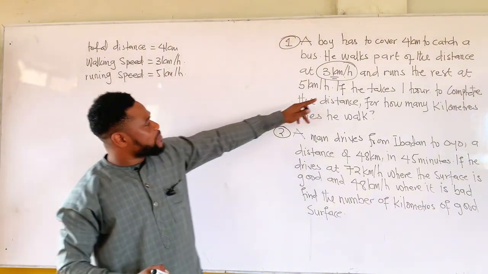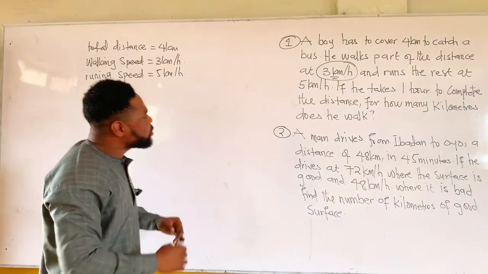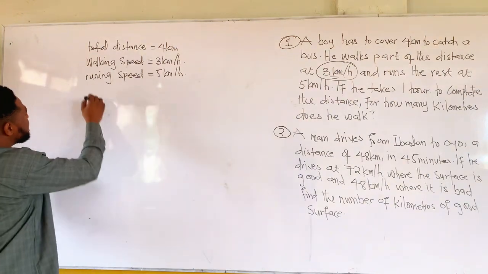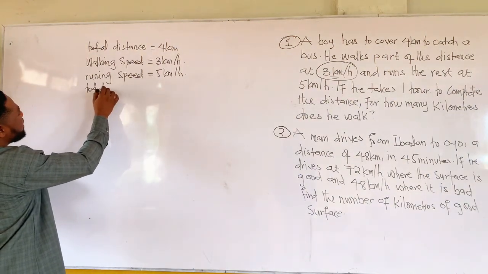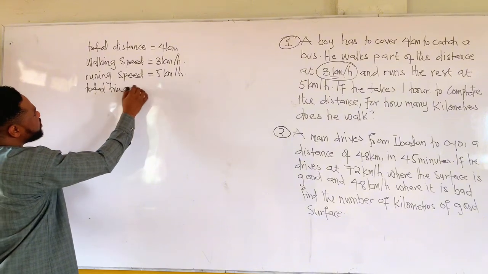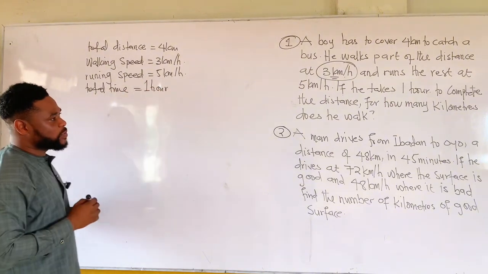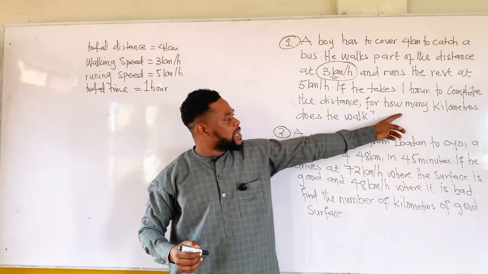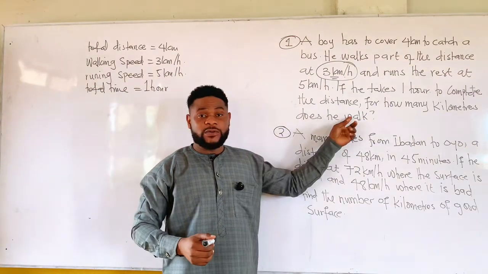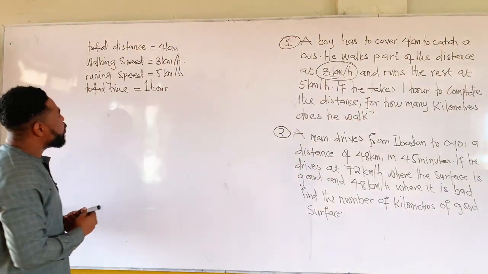And the total time is given. He takes 1 hour to complete the whole distance, all right. So we have total time, which is given to us as 1 hour. All right, let's see what we are looking for. For how many kilometers does he walk? So we are looking for walking distance.